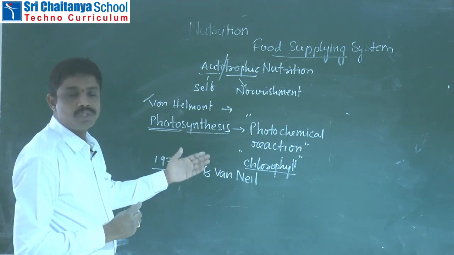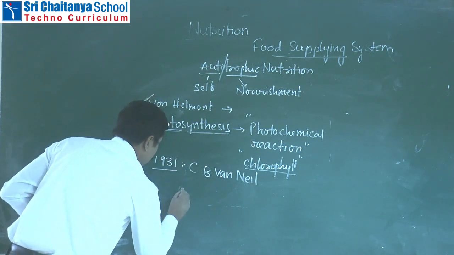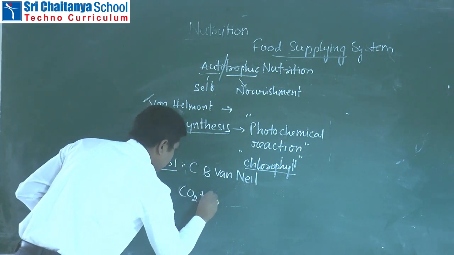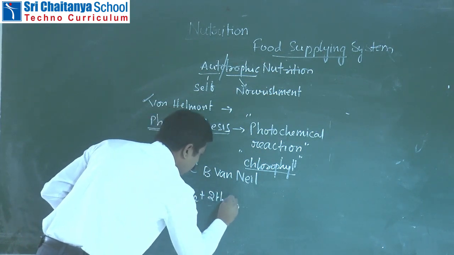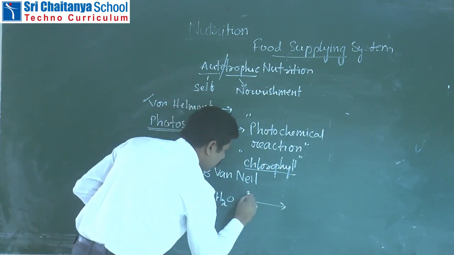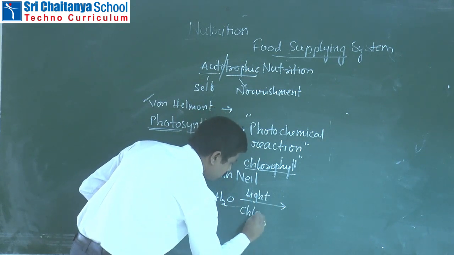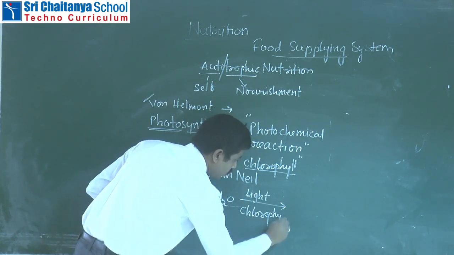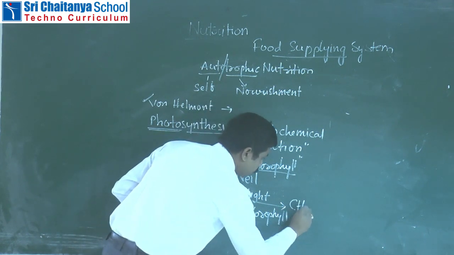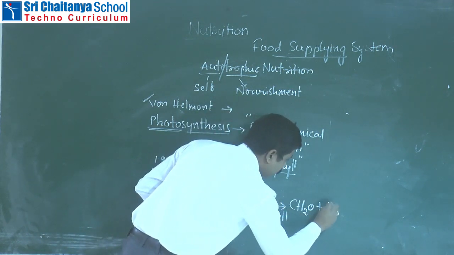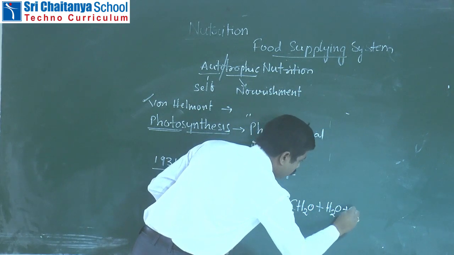According to C.B. Van Niel's equation, CO2 plus 2H2O, reduced by light in the presence of chlorophyll, gives CH2O plus O2.